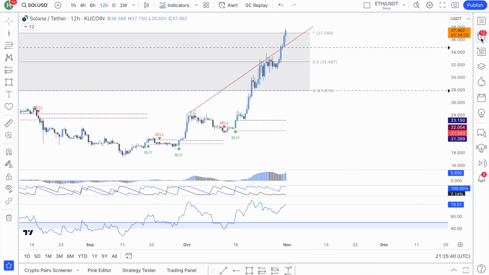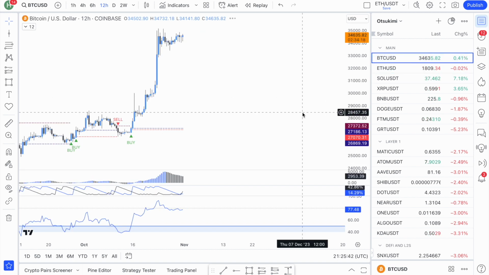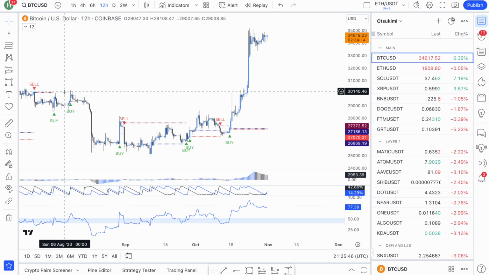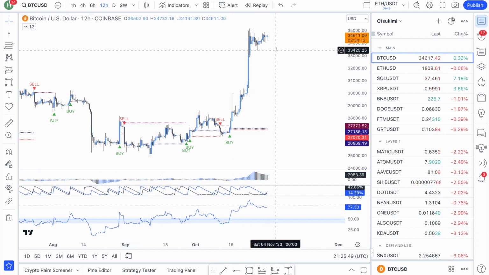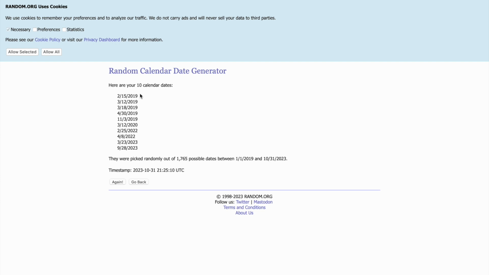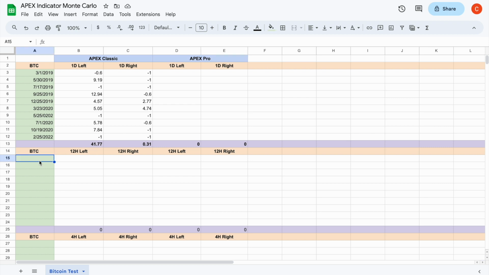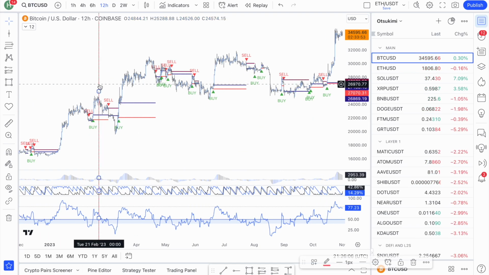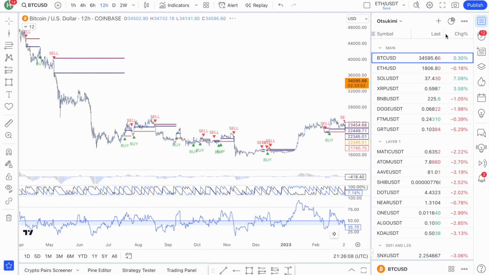All right, we'll go to Bitcoin on the 12-hour. You can see these trades here. You do get a false signal every now and then, but that's why you get stopped out, right? To protect you from that. So first things first is 2/15/2019. All right, so February. Get rid of that. Get rid of this.